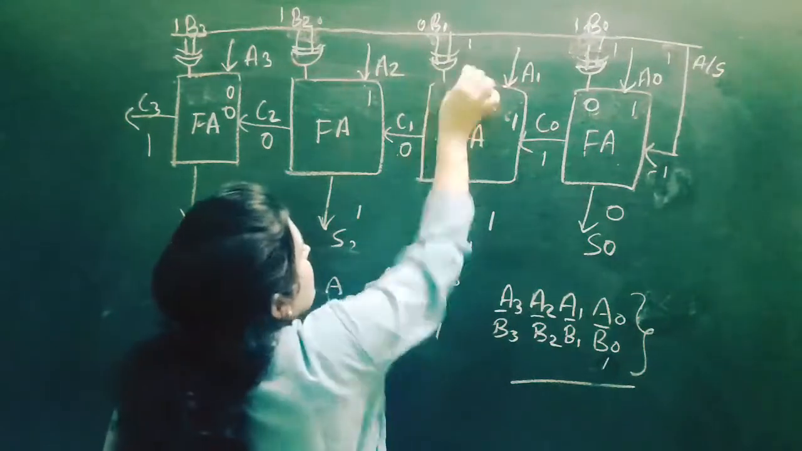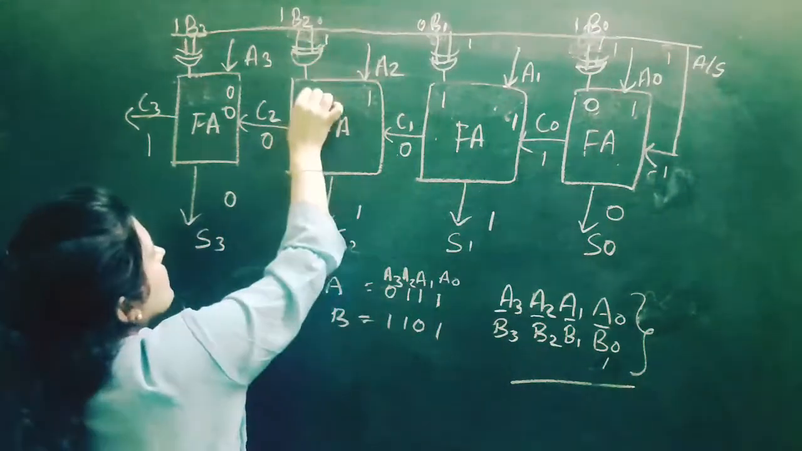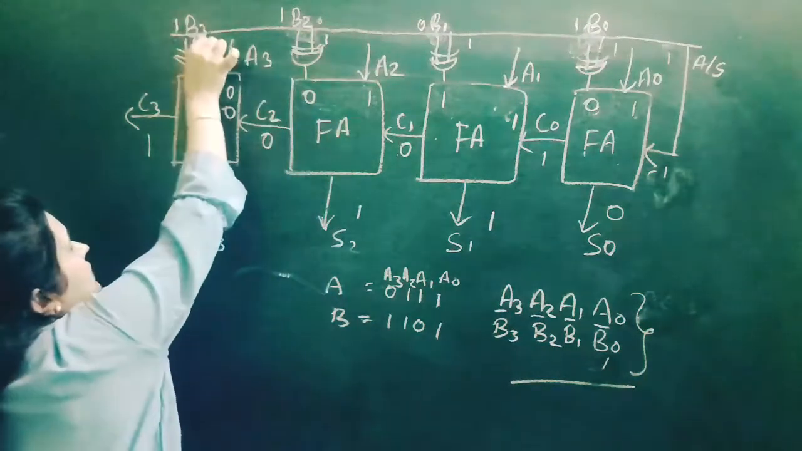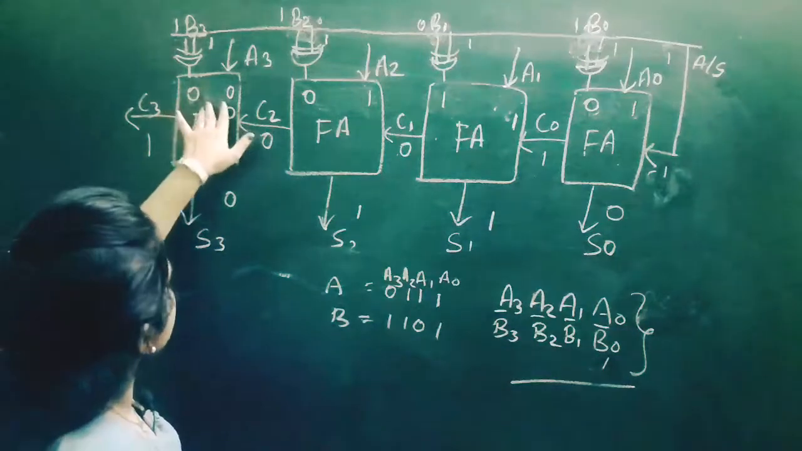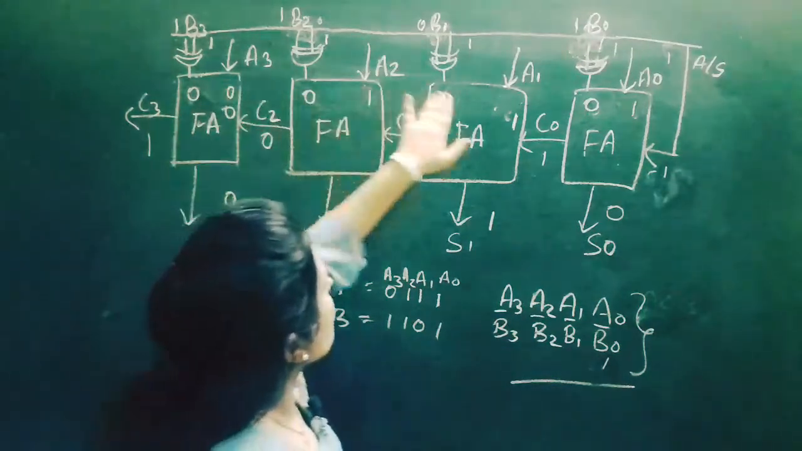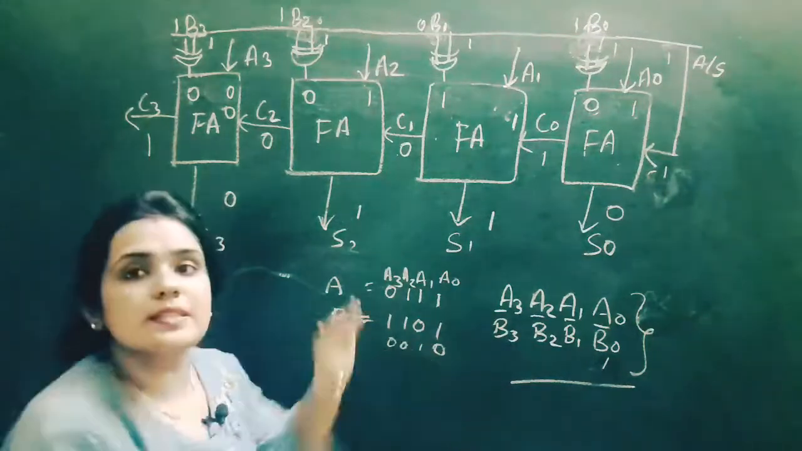0 XOR 1 will be equal to 1. 1 XOR 1 will be equal to 0. So what is the value of our second input? It is 0 0 1 0. This is our second input.